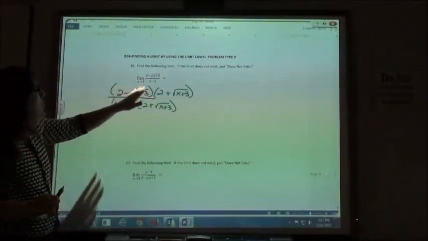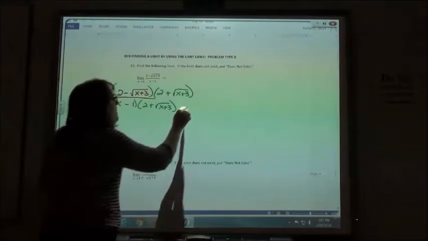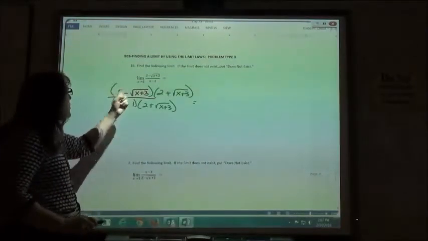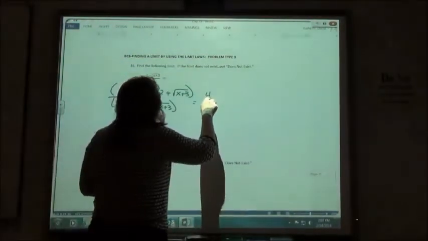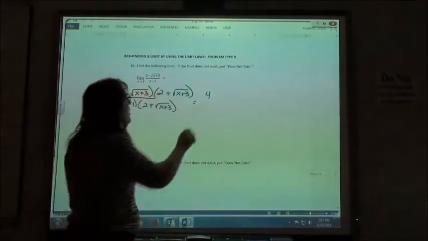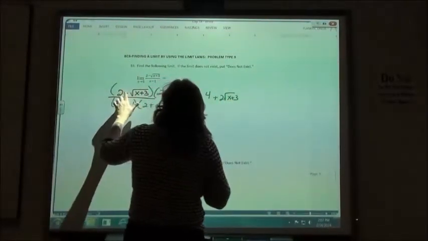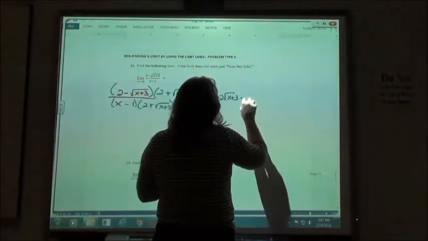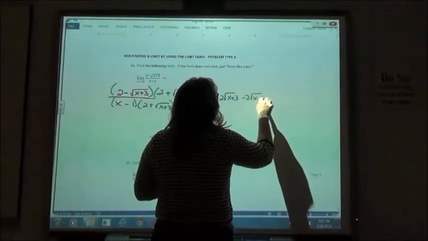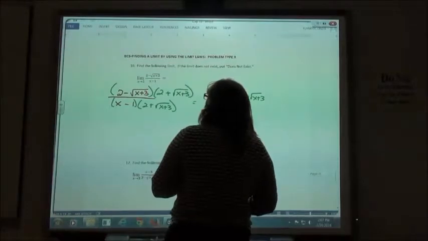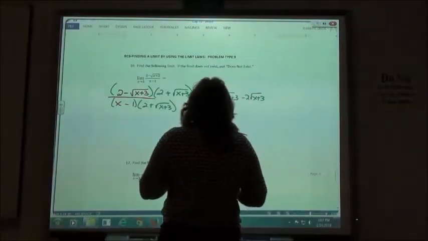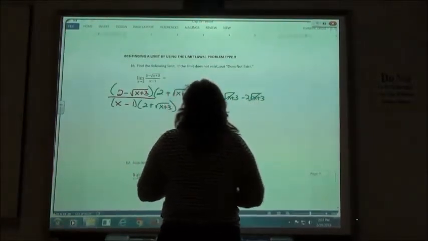So, I'm just going to worry about foiling out the top part. 2 times 2 is 4. Then I'm going to get 2 plus 2 square root of x plus 3. And then on the inside, I'm going to get minus 2 square root of x plus 3. The purpose of multiplying by the conjugate is getting those opposite middle terms so that they cancel out.